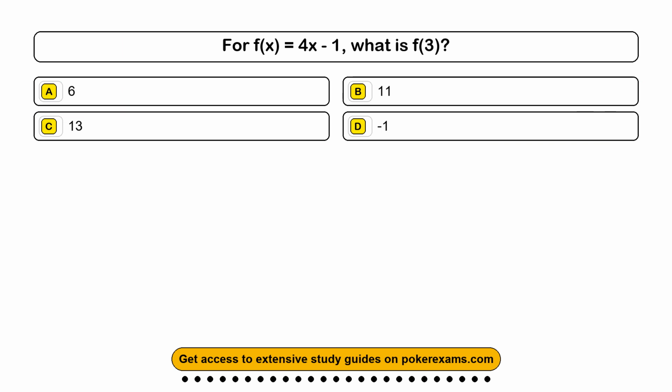Question 15. For f of x equals 4x minus 1, what is f of 3? Option A, 6. Option B, 11. Option C, 13. Option D, minus 1.